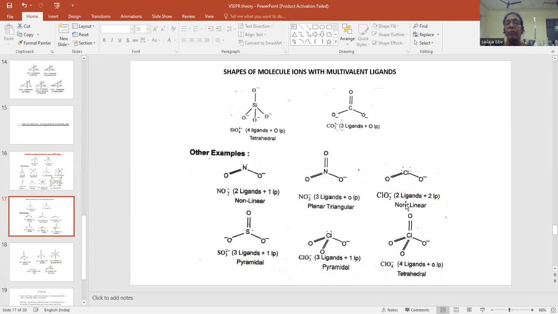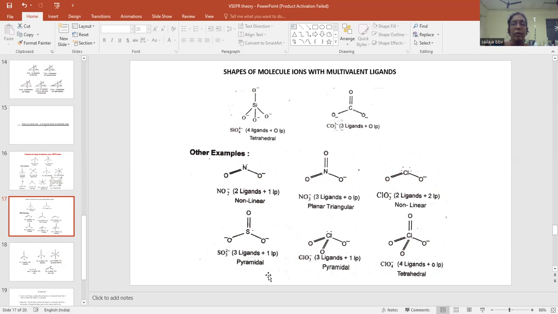Next, ClO2 minus. Here the central atom chlorine belongs to 7th group, and one of the oxygen atoms having a double bond is sharing 2 electrons, and another oxygen having a single bond is sharing 1 electron. So 7 minus 3 divided by 2, that is equal to 4 by 2, which is equal to 2. So there are 2 lone pairs of electrons in ClO2 minus.